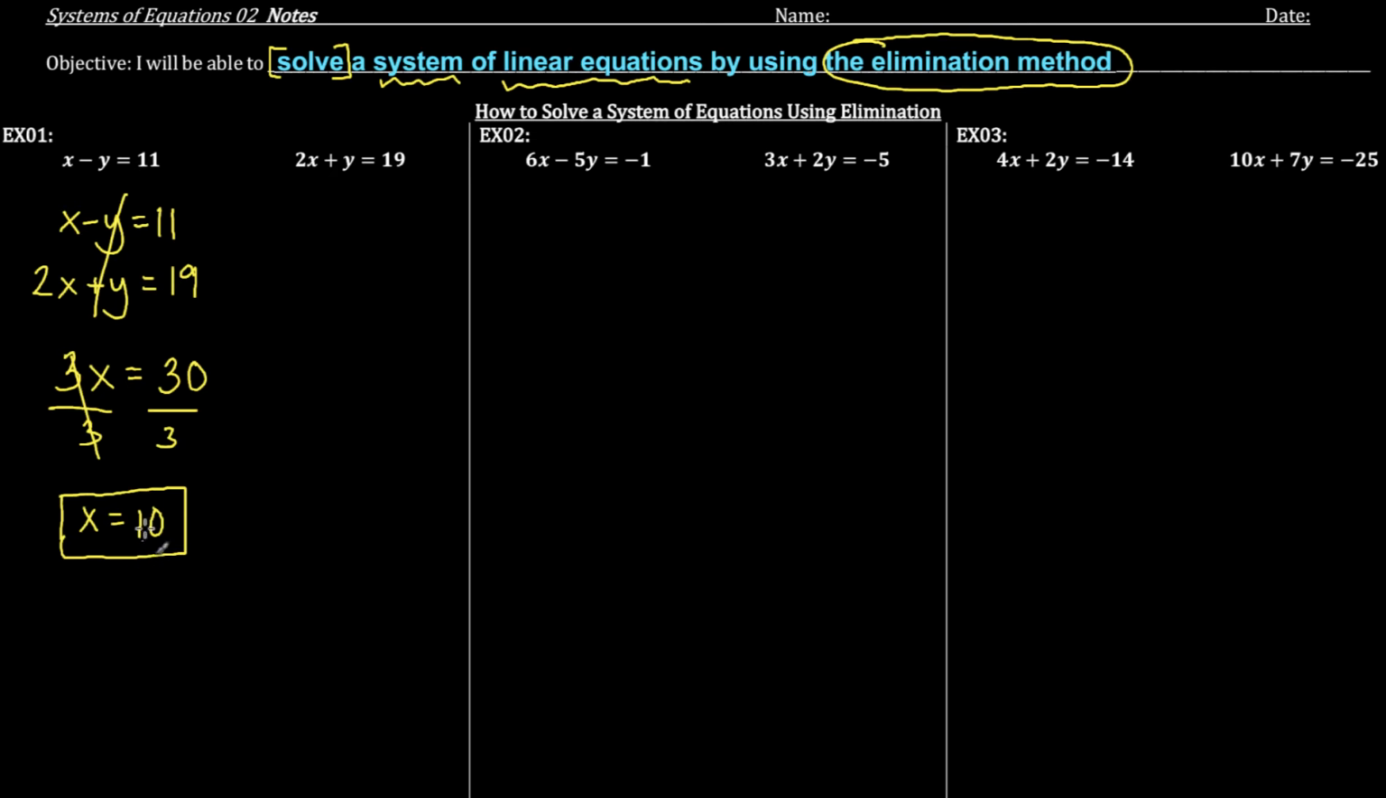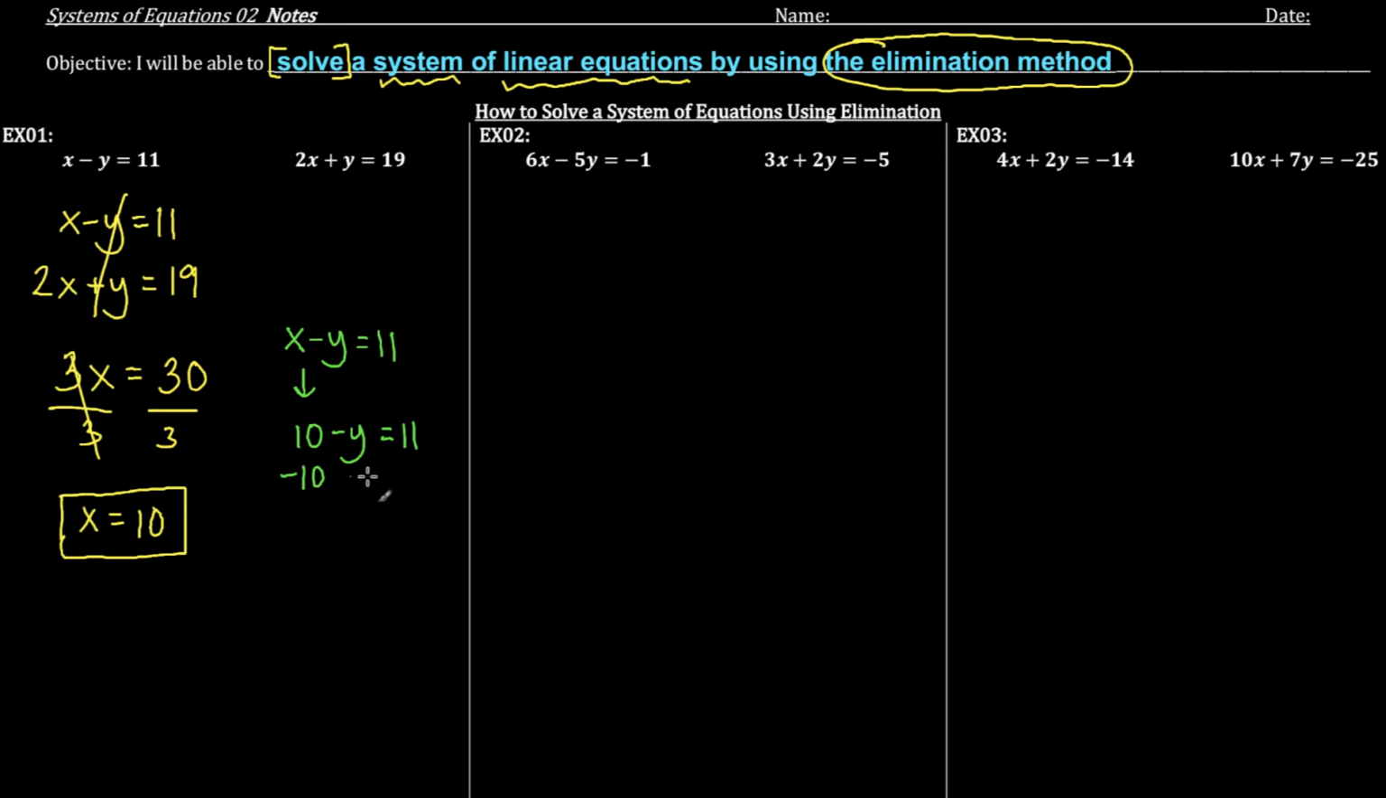So if I know what x is, I can figure out what y is. So for instance, I'm going to substitute 10 in for x in the first equation. X minus y equals 11. And like I said, for x, I'm going to substitute in 10. I'm going to do this part in a different color just so it can stand out a little better. So we have x minus y equals 11. And we substituted 10 for x. 10 minus y equals 11.